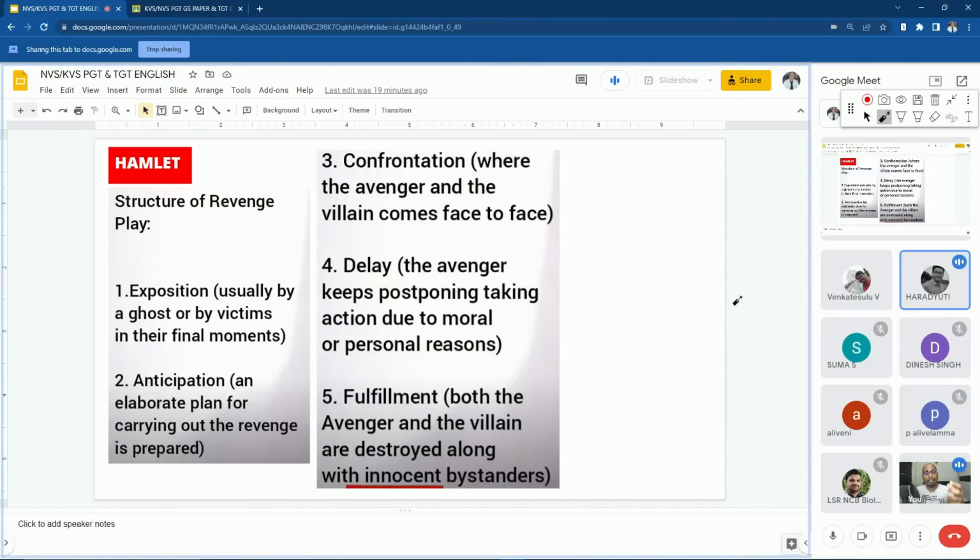Okay, sir. And anticipation. Once you come to know about the fact, the real mystery, when it is revealed to you, then you will have different plans to take revenge, and that planning is called anticipation. An elaborate plan for carrying out the revenge is prepared. Plan A, plan B, how to kill, when to kill, why to kill, and even after killing, how to justify. All those things become part of the plan. That is called anticipation. Yes, sir. Now I can understand, sir.